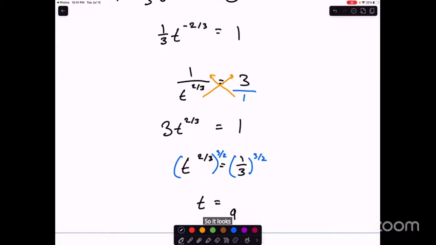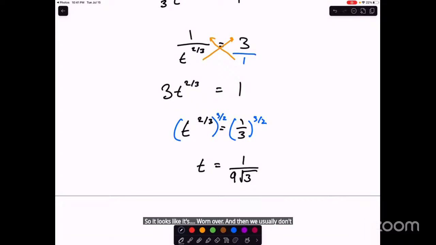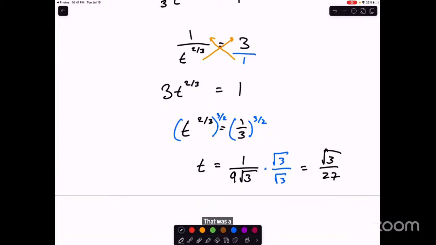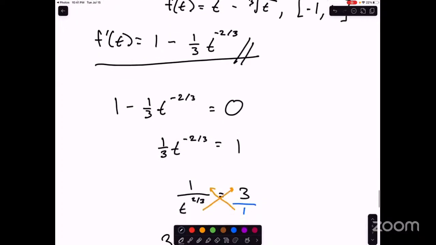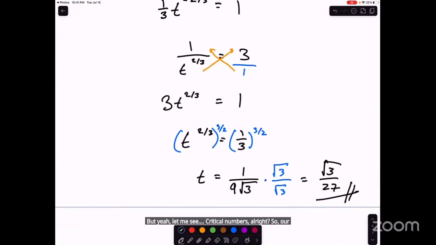So it looks like it's 1 over that. And then we usually don't leave radicals in the denominator. We rationalize by multiplying by 1 like this. So then we get the square root of 3 over 27. That was a lot of back and forth. But yeah, critical numbers, all right? Our claim is that when t equals the square root of 3 over 27, that made the derivative equal to 0.